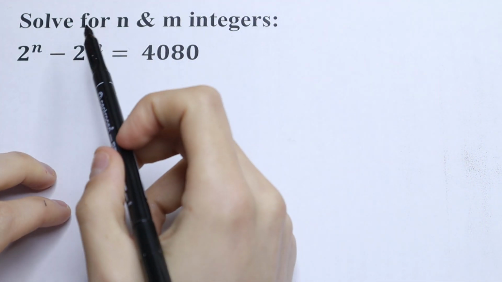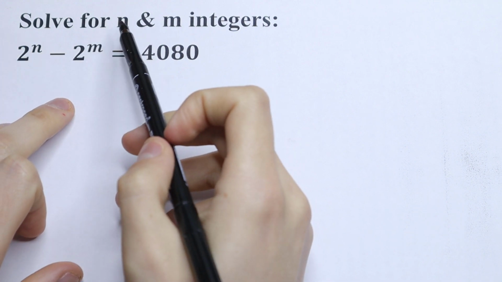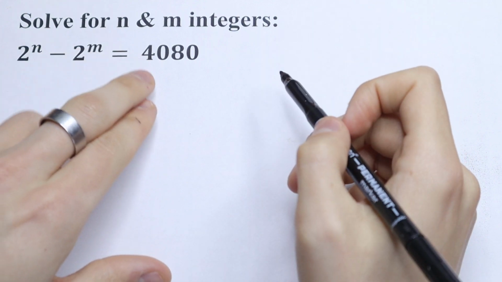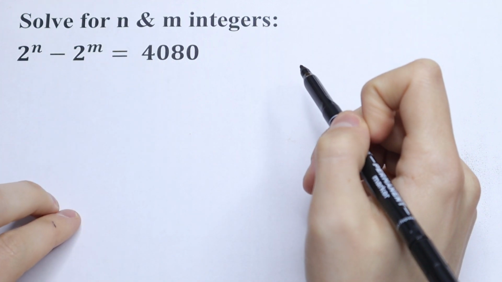Today we have an interesting algebra problem. We need to solve this equation. We need to find integers n and m such that 2 to the power n minus 2 to the power m equals 4080. How can I solve this?